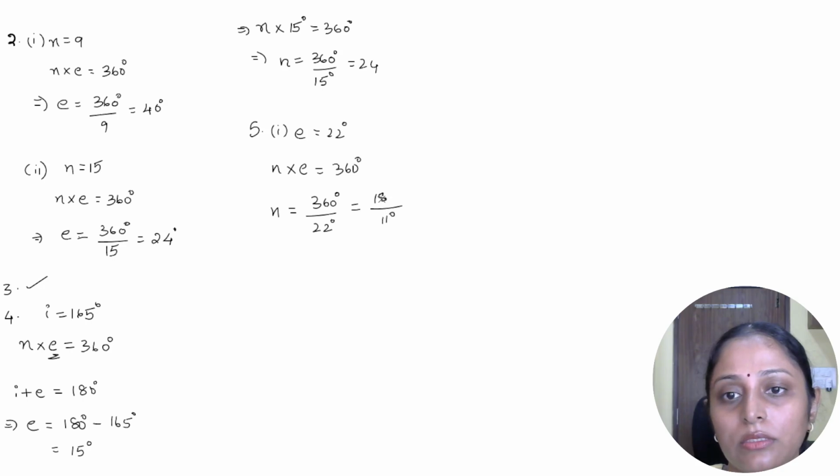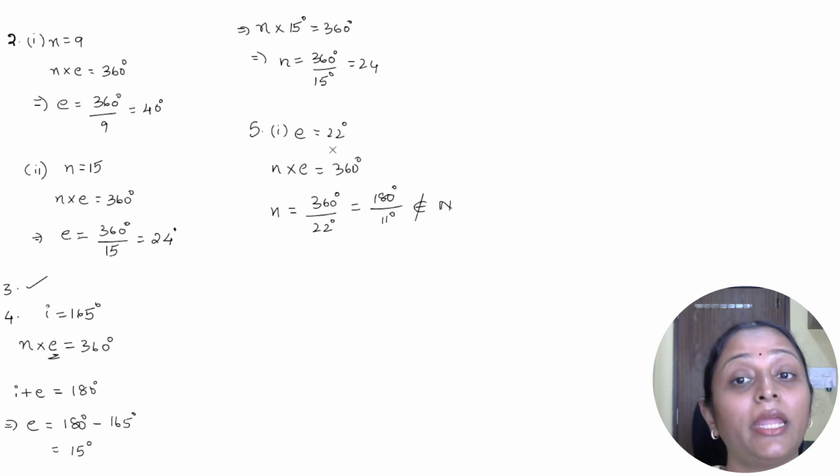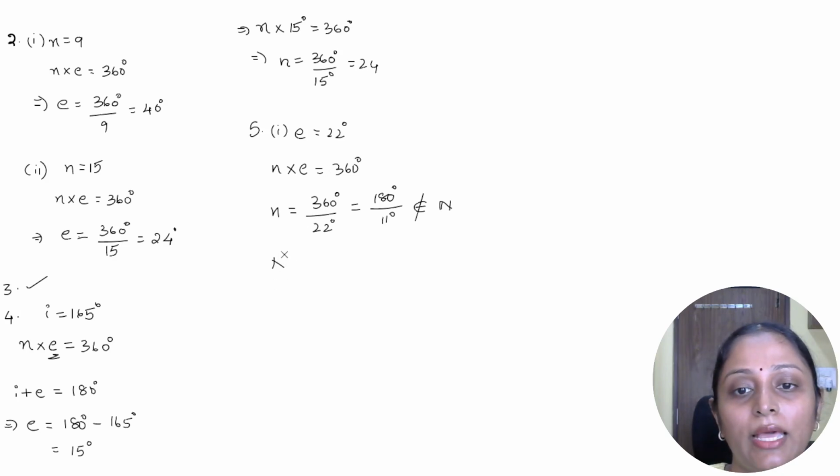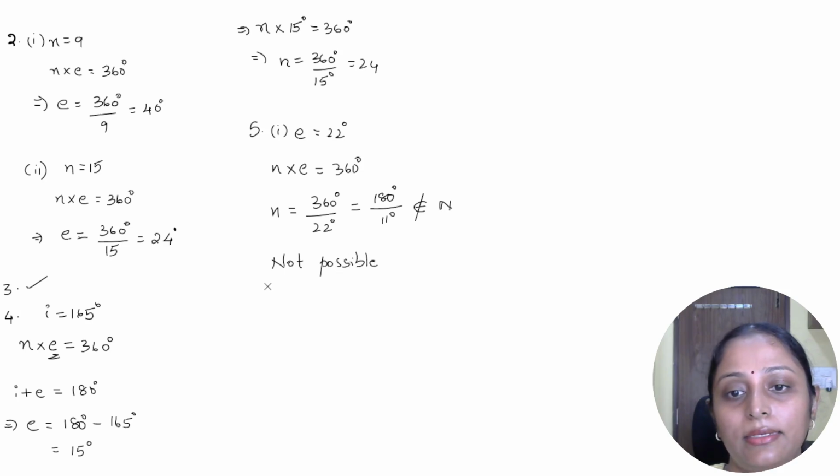2 ones 180. Now here clearly you can see that this is not an integer. In fact, you need a natural number because n is the number of sides of a polygon. So this is not a natural number, therefore this exterior angle measure is not possible for a regular polygon. Okay, for a regular polygon it is not possible. So the answer is no, not possible. Right? Next, coming to the next question.